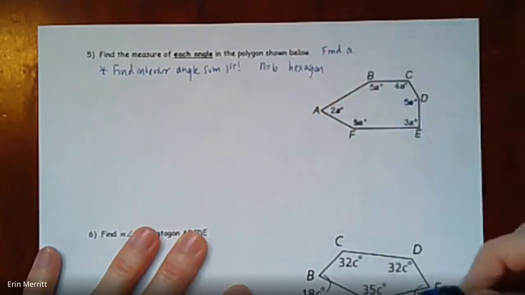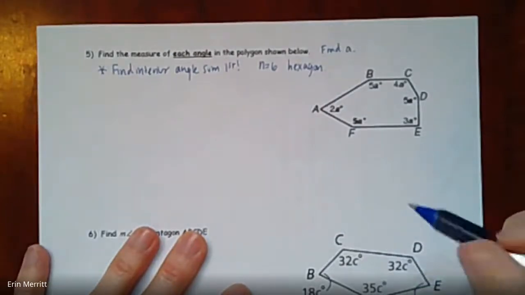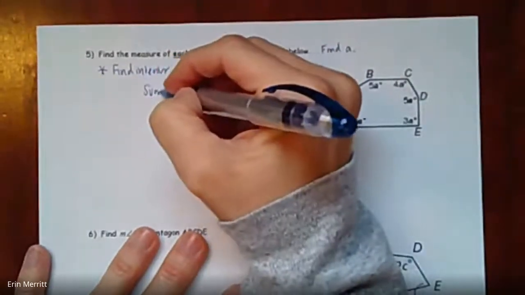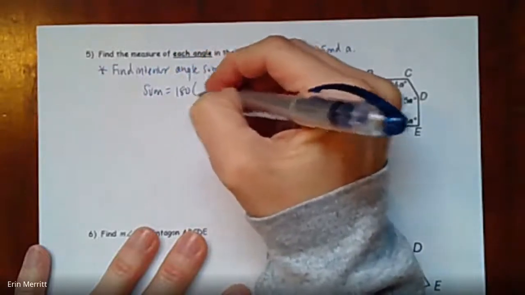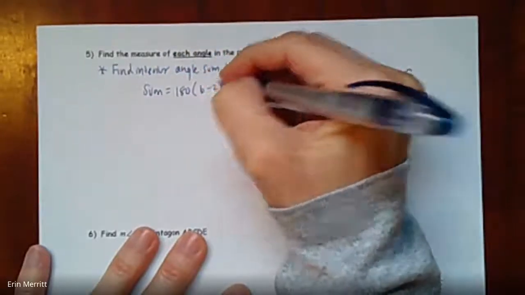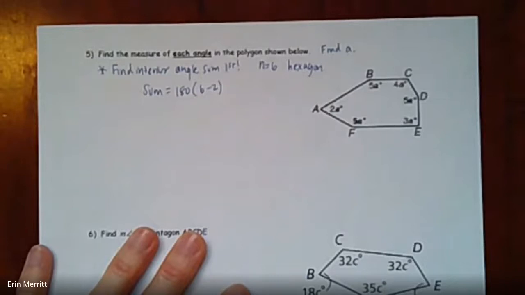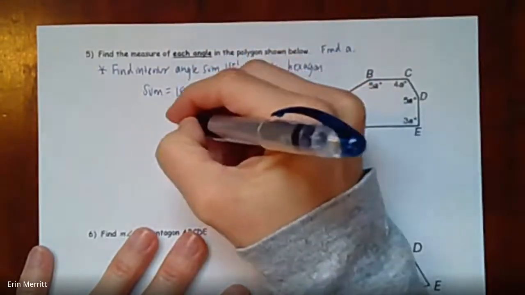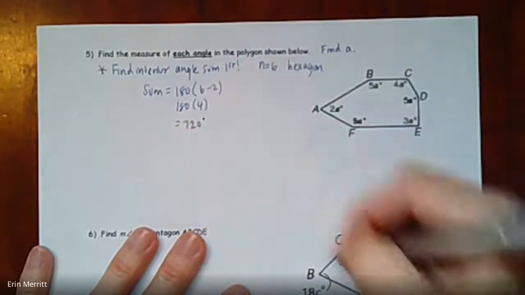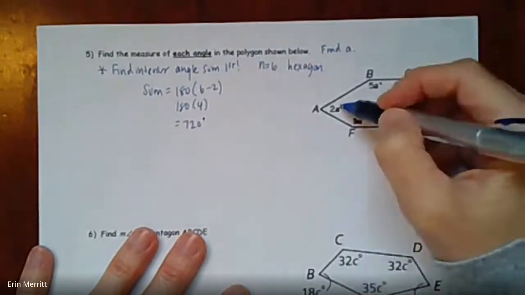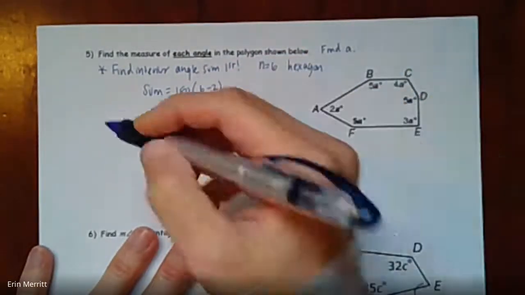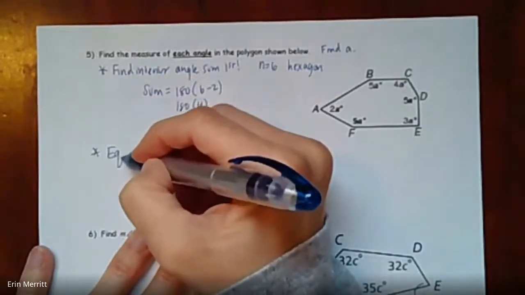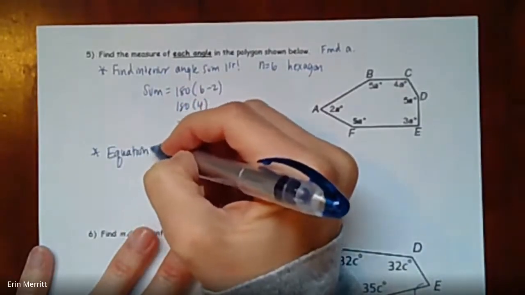Now, we already calculated the sum for a hexagon, so you can flip back and take a look in your notes if you'd rather. Otherwise, if it was a sum that we didn't know, we'd take a quick pit stop here and say, okay, let's do 180 times 6 minus 2, and that would turn into 180 times 4, which would give us 720. Now I know what all of those angles should add up to, and I can set up an equation to solve for A.